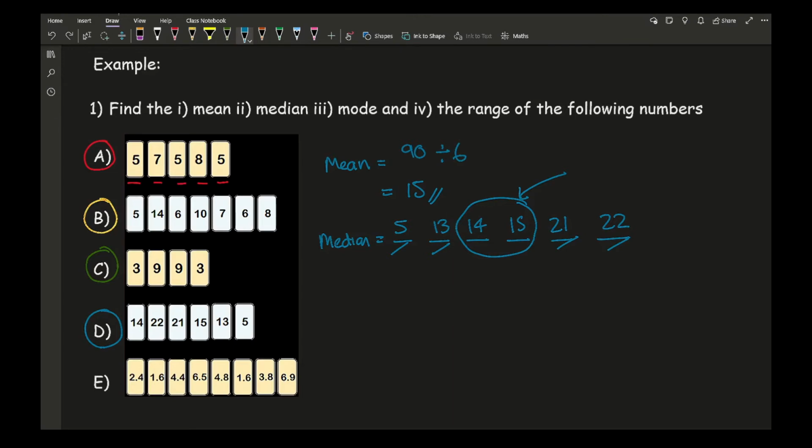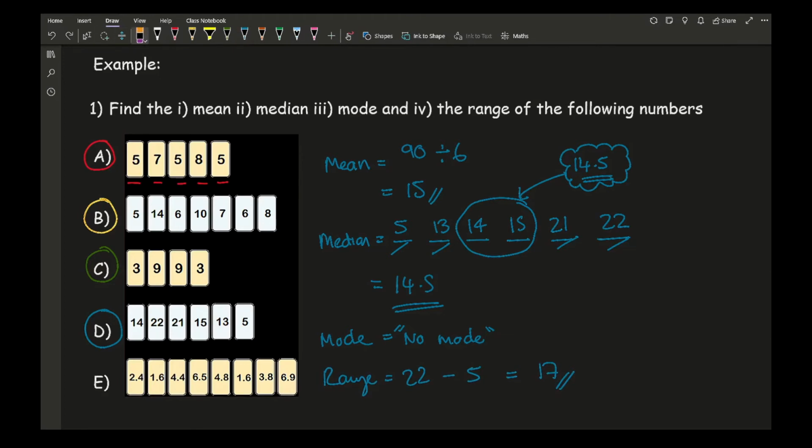So what I need to do here is find the number that's between 14 and 15. Well, that's going to be 14.5. And there is my answer for the median. And what I would generally do is I'd write it underneath just so that you can see where all my answers are. Then for the mode, you can see here that I have actually got no mode. So I'm actually going to write no mode. And then finally for the range, that's going to be 22 minus 5, which gives me an answer of 17.